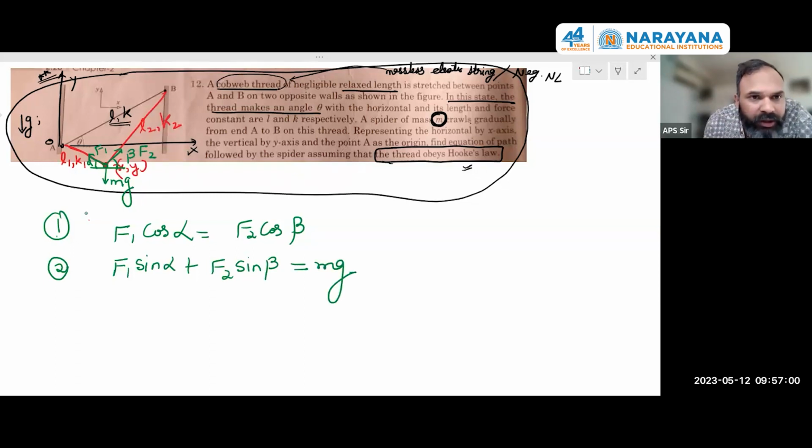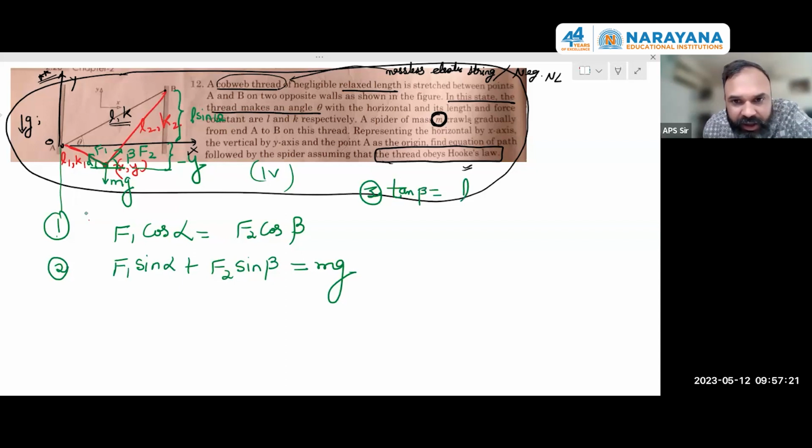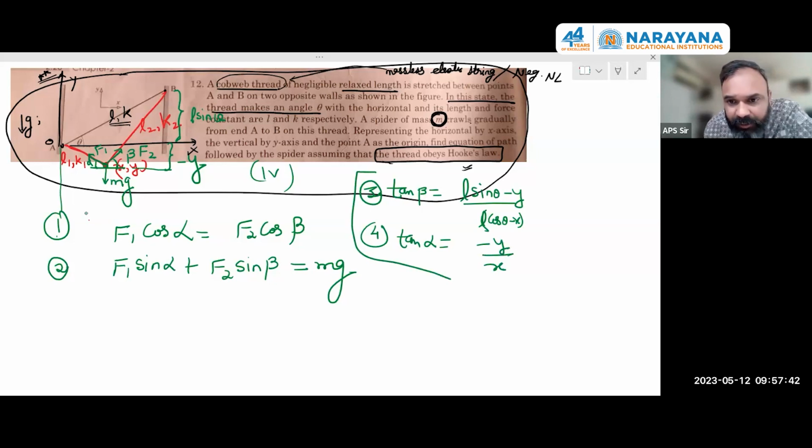One more thing. This distance is L sin theta. And remember, this distance is minus y, because I've taken coordinates x, y and I'm in the fourth quadrant. So y here is negative, so the distance is minus y. So I can write the third equation by geometry: tan beta is L sin theta minus y divided by the x distance, which is L cos theta minus x. And similarly, tan alpha is minus y upon x.